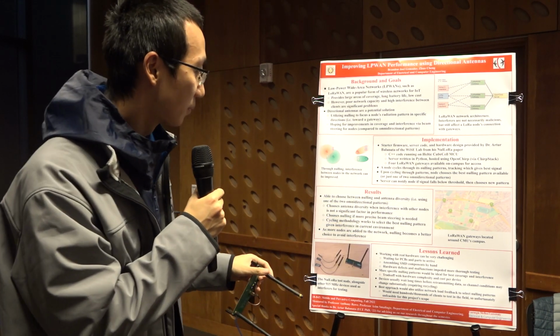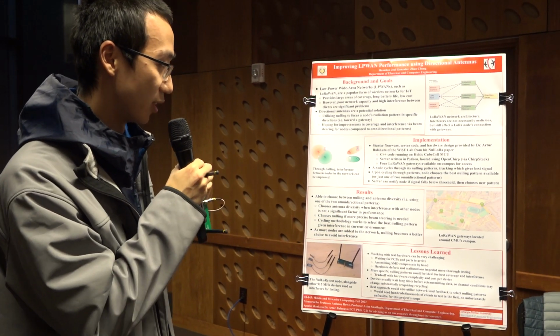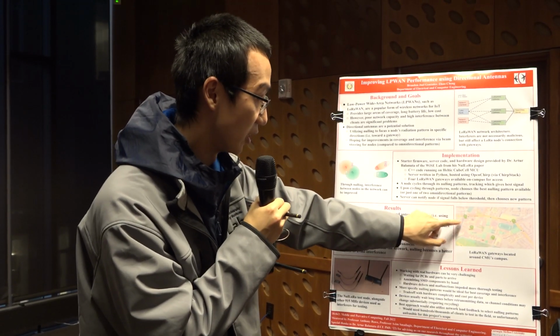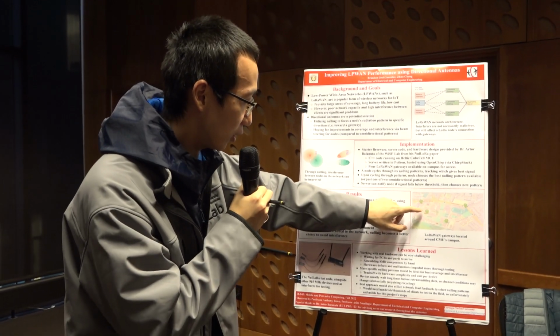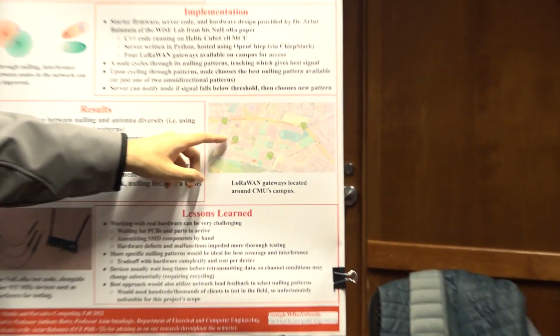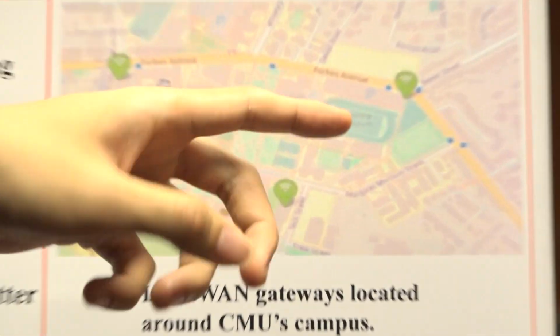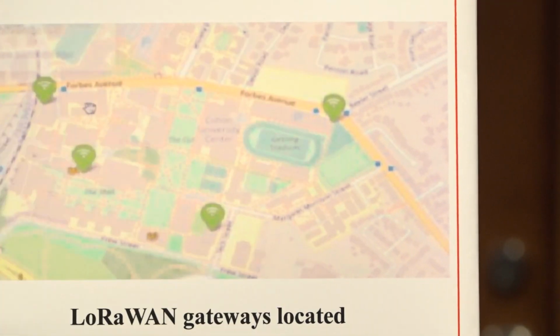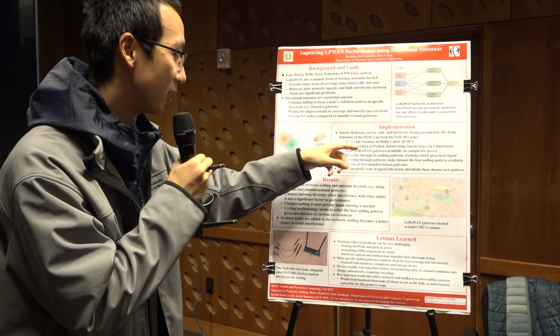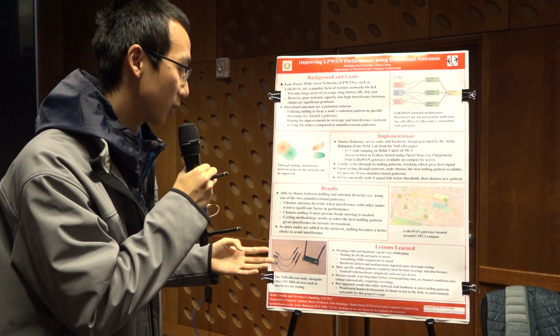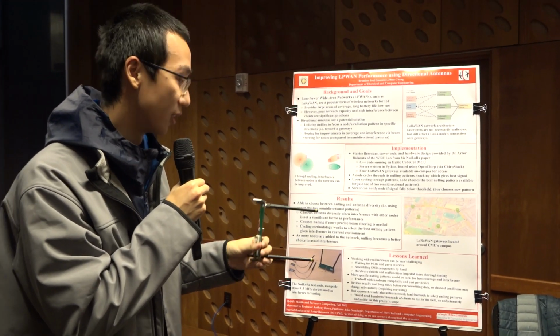We also run 4 gateways across the CMU campus, and you can see their locations here. They are at the CIC first floor, the rooftop of Wean Hall, the rooftop of Posner Hall, and the rooftop of the East garage. And we run the server in Python, and the server collects the signals sent from this antenna.